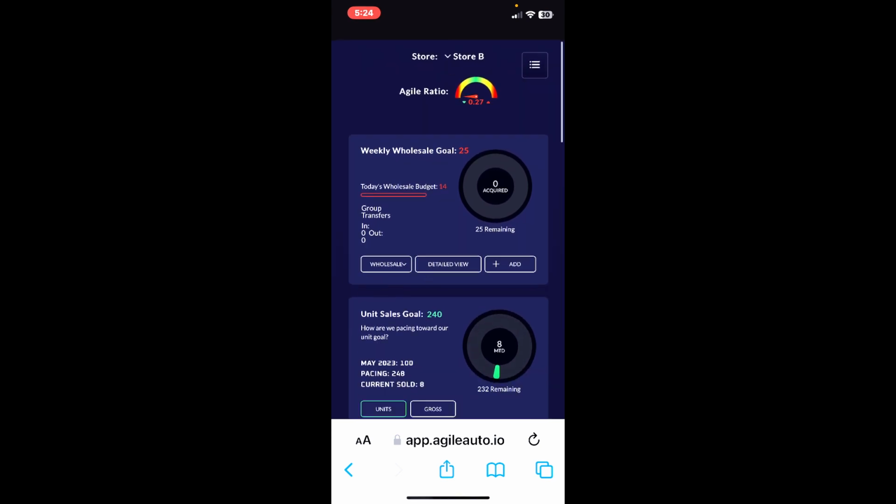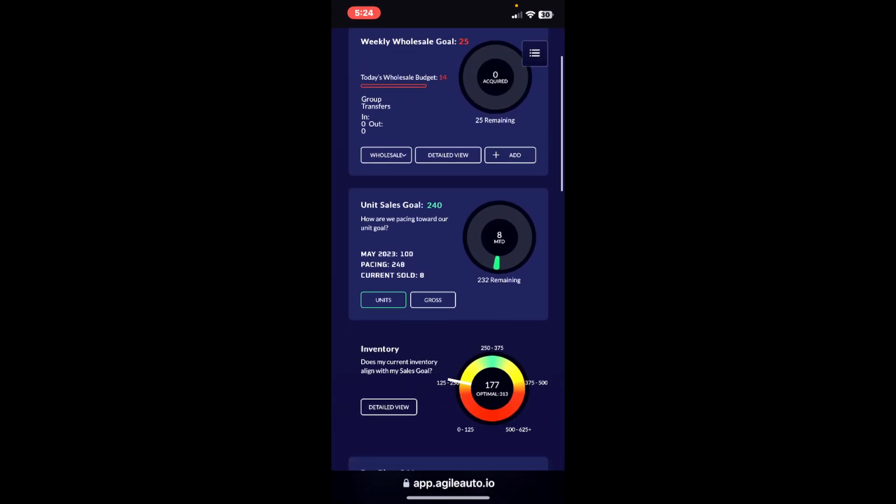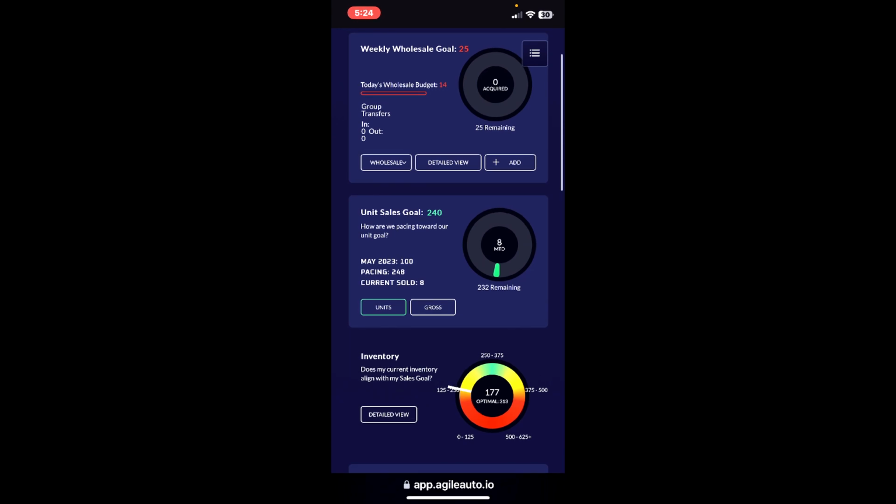So if I'm an executive GM or a region leader, the first thing I would do is, as I've done here, pull up the AAuto experience and then look at the first three KPI boxes and ask myself, how are we performing to goal? So unit sales goal is right in the middle. Our goal is 240. We're pacing for 248. That's great news. So we're in good shape.